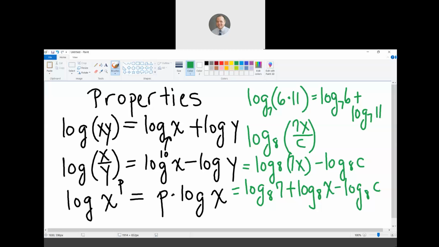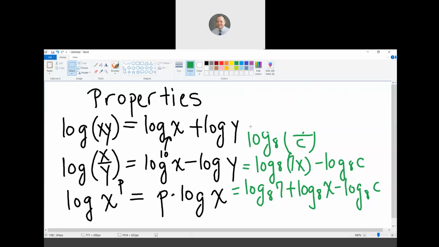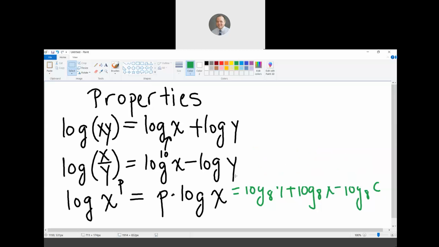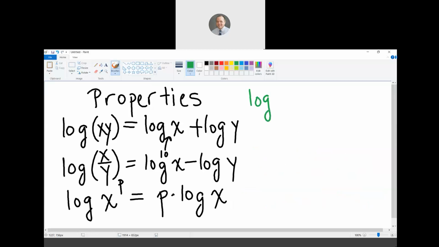Let's use some of these properties. Oh, I got one more to go over with you guys. One more example in which we are given a log and we need to expand it. So this question, we have log base 2 of the cube root of x to the first power, understood to be.